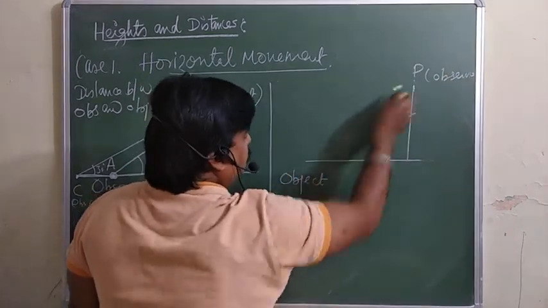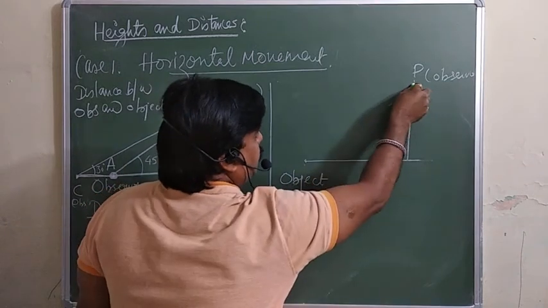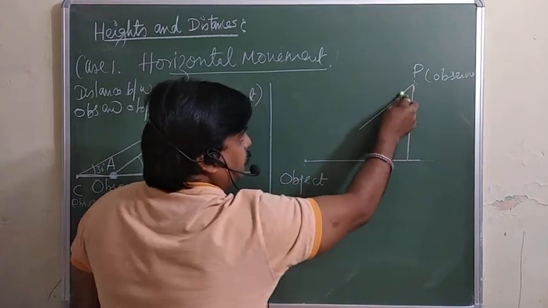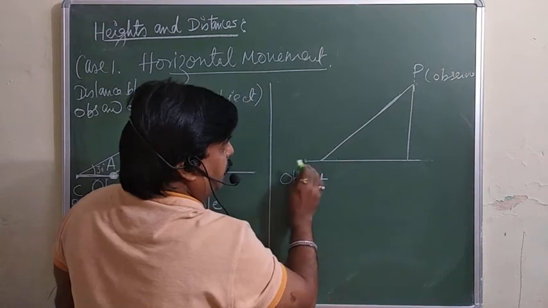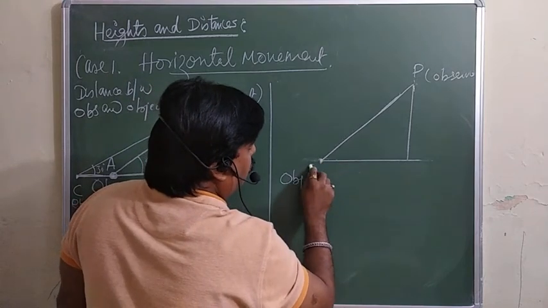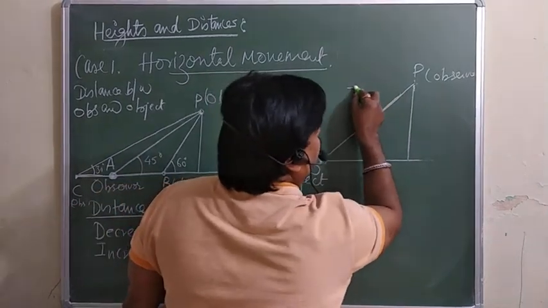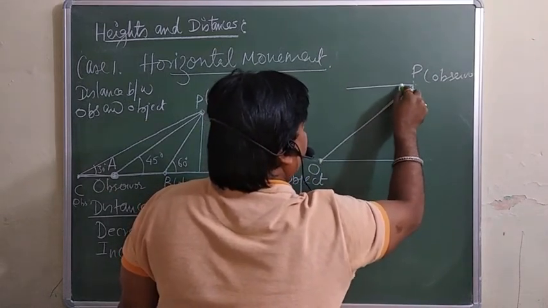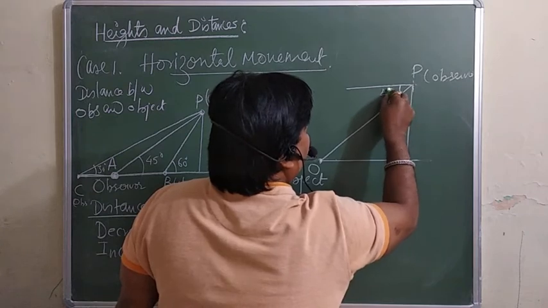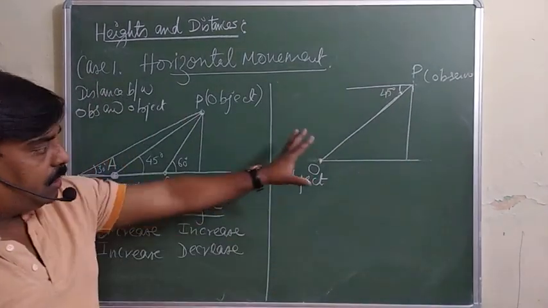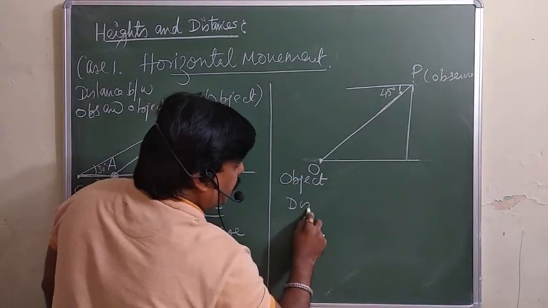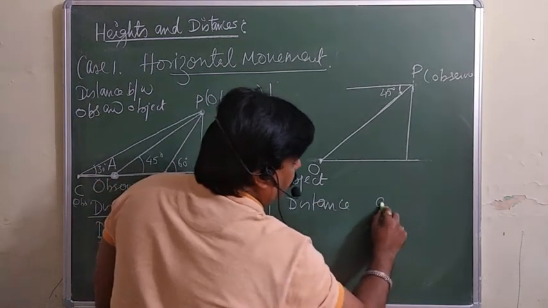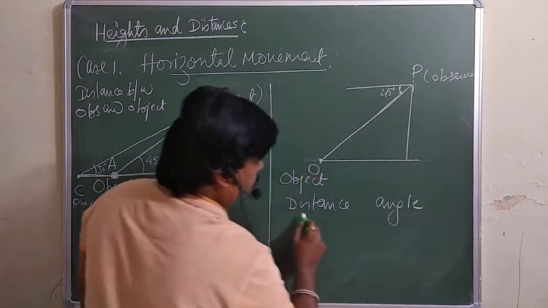See, now the object is here, observer is here. So you are here only. Here, this is your object O. So this is your angle of depression. This is angle of depression means, let us suppose for our own convenience I am taking this is your 45 degree. Same relation is here, the distance and angle. There is a relation between distance and angles.